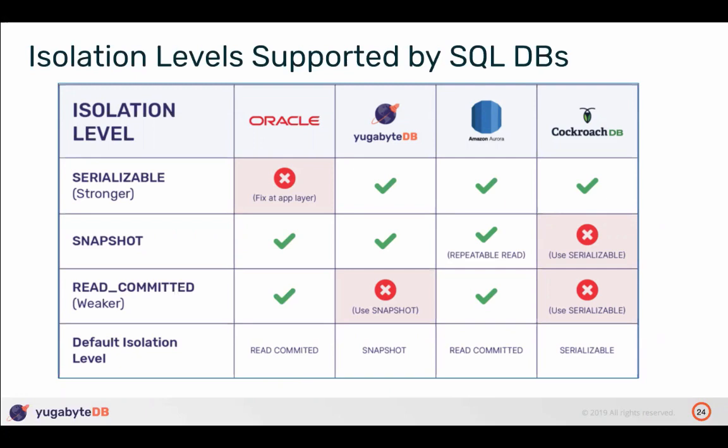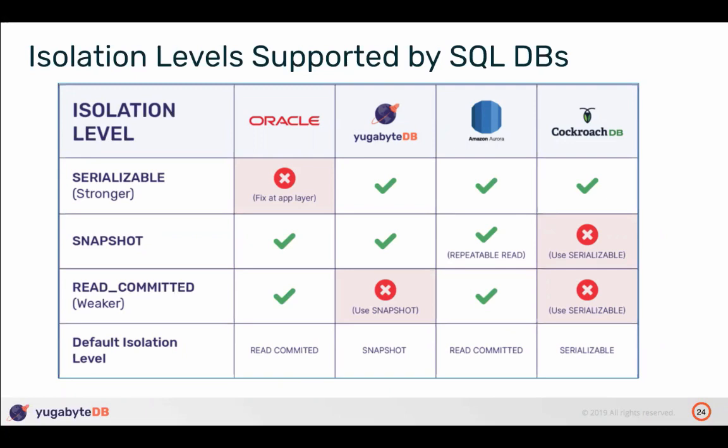YugaByte supports both serializable and snapshot. It does not use read committed. So if you ever make a query to YugaByte at the read committed isolation level, it automatically uses snapshot isolation in order to serve that. And its default is snapshot. In Aurora's case, it supports all three. It supports serializable because it's PostgreSQL, and PostgreSQL supports serializable, snapshot, and read committed, with the default isolation level being read committed, and it does support secondary indexes with consistency guarantees at that isolation level.